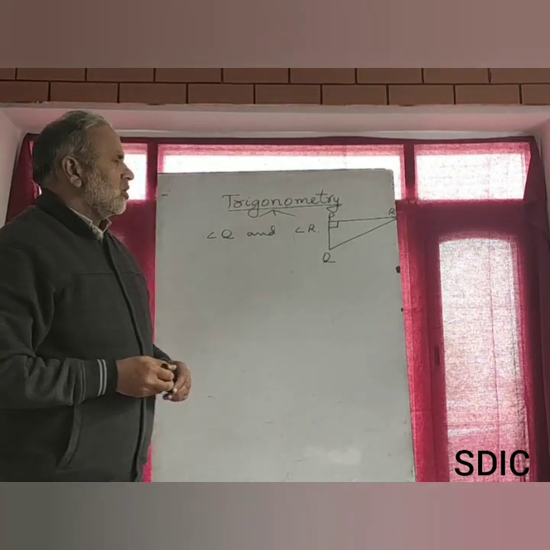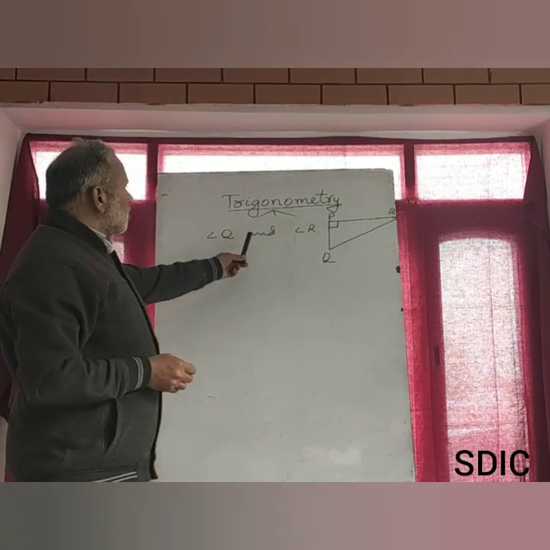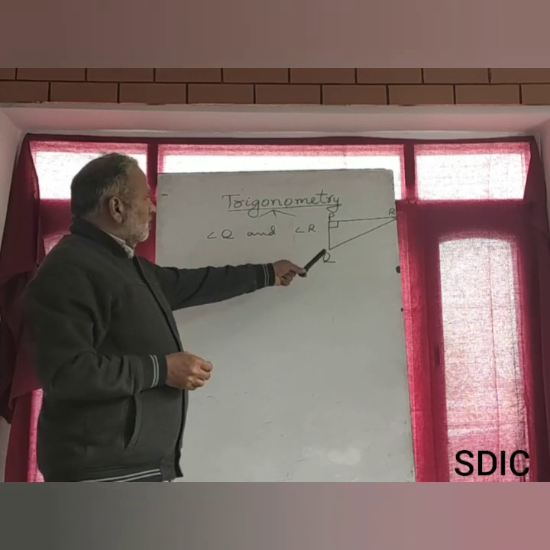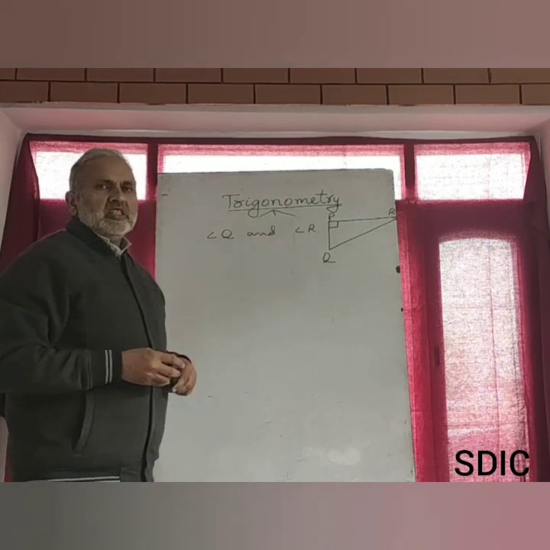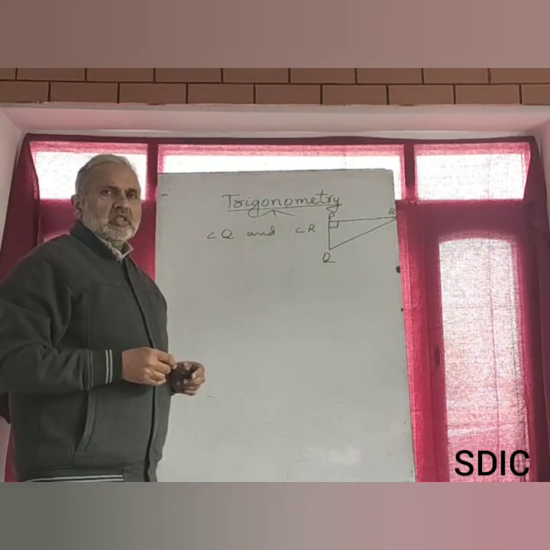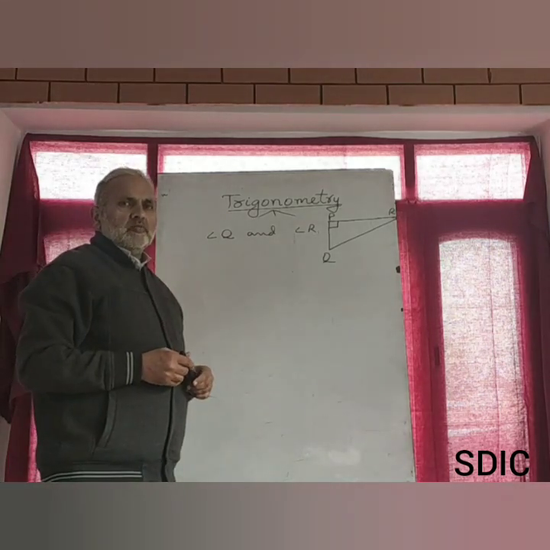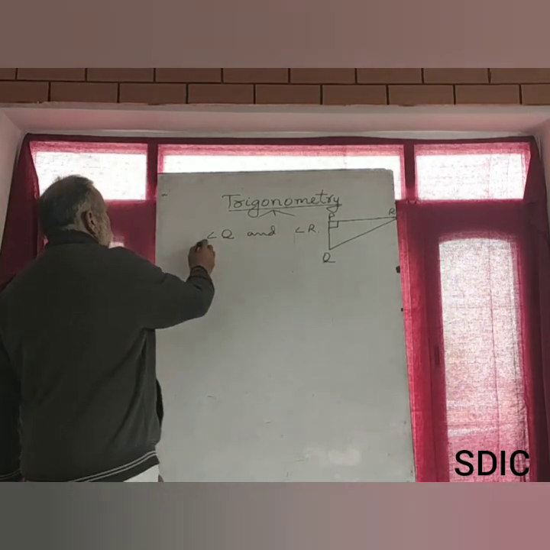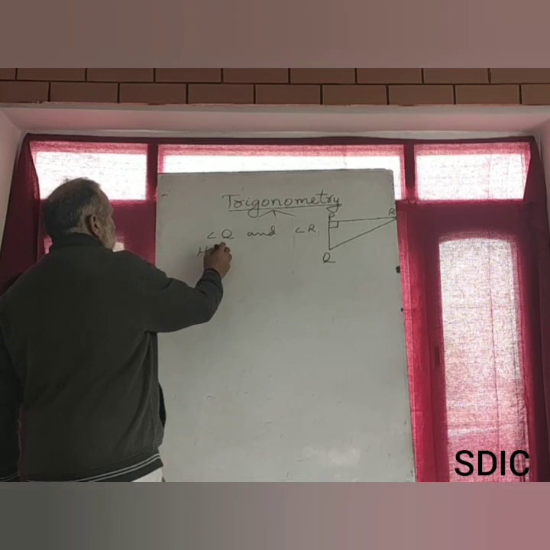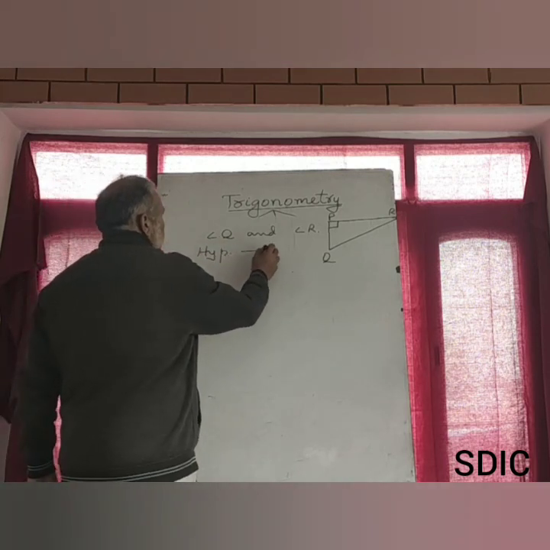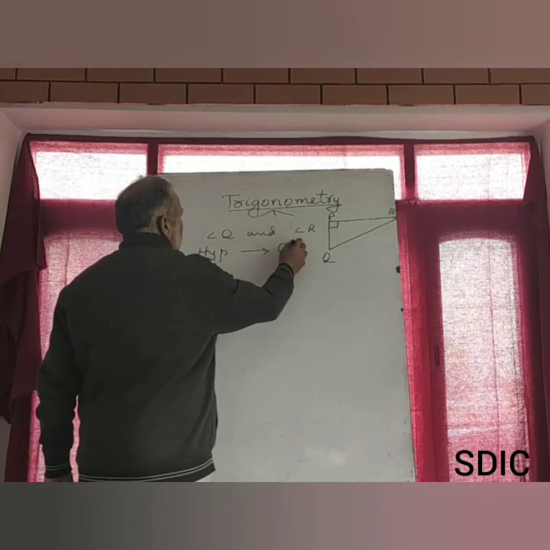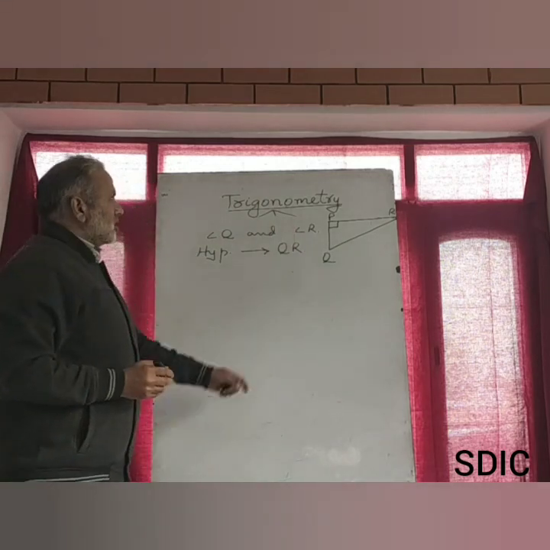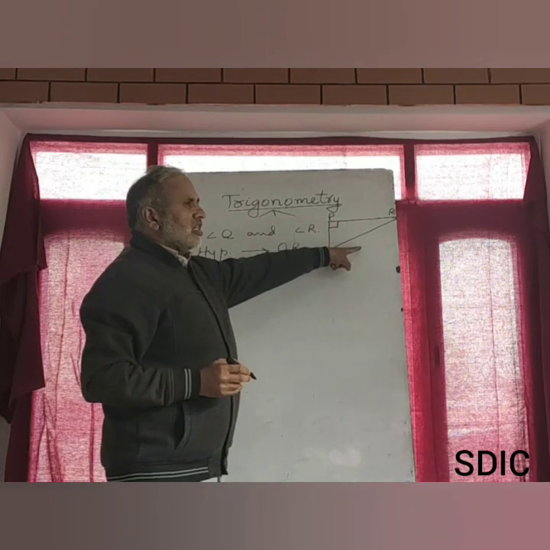Let us find out, with respect to these acute angles, which sides in the right triangle will be base and perpendicular. Well, hypotenuse in this case will be QR. The side opposite to right angle is the hypotenuse.